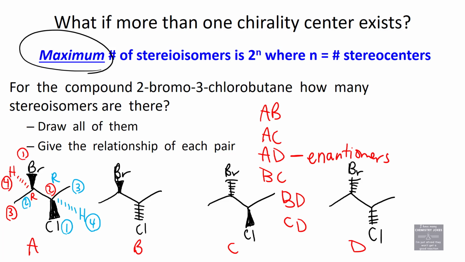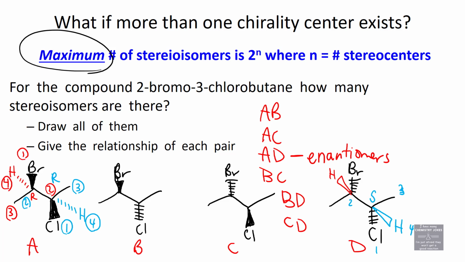While I still have the blue pen, let me double check over here. My hydrogen would be wedged. My priorities are as follows. 1 to 2 to 3 looks clockwise, but my lowest priority is coming toward me. It's the opposite of what I expect. So 1 to 2 to 3 looks like R, but this is really S.